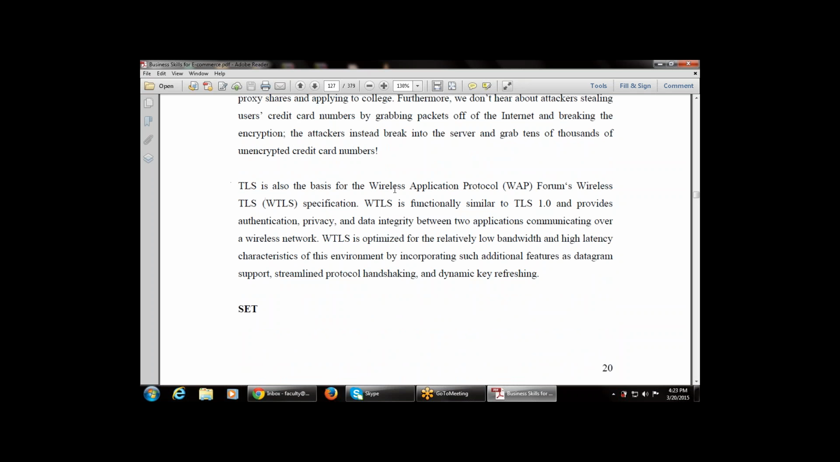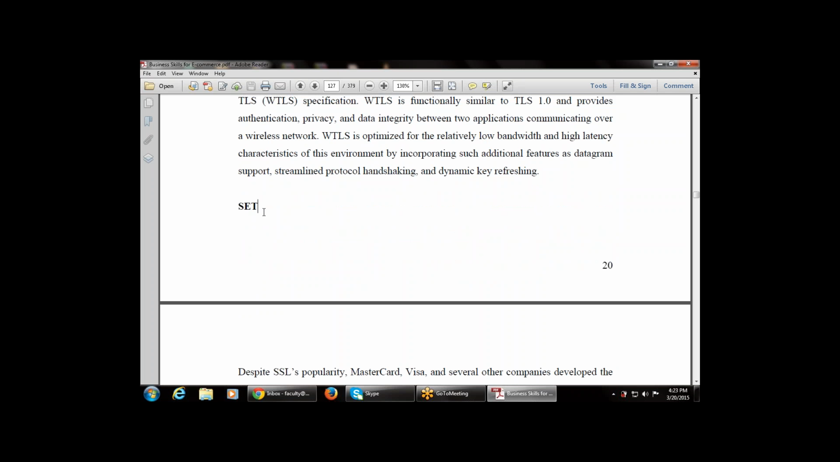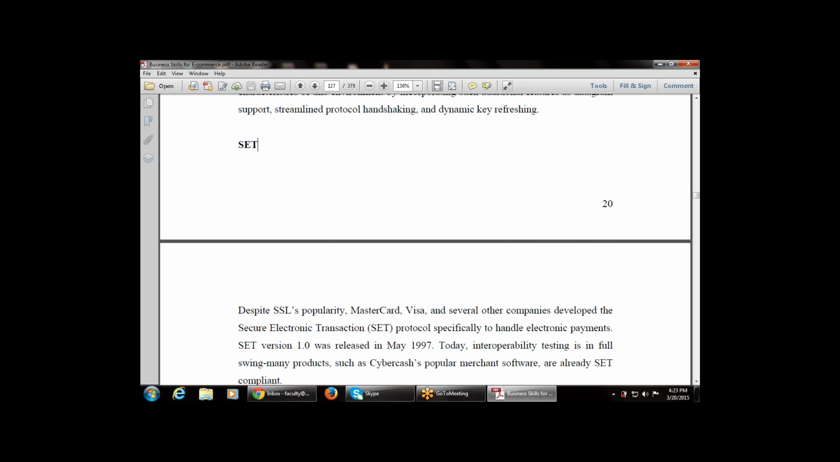Then TLS is also based on the Wireless Application Protocol, that is WAP, which also provides a method for the WTLS specification. The next protocol we discussed, the most common protocol used for e-payment systems, is SET, that is Secure Electronic Transaction.